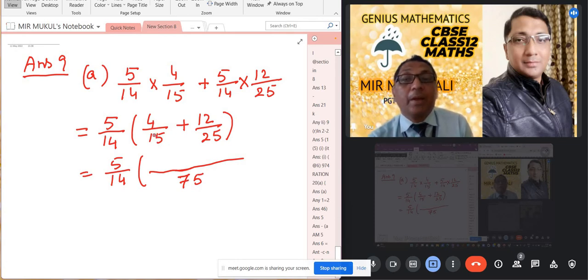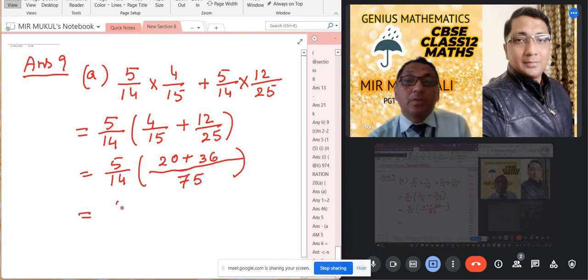So 75 and 15 you will divide. What you will get? 15, 5 is 75. 5 into 4, 20. If you will divide 75 by 25, then 3 you will get. 3 into 12, 36 you will get. So 5 by 14 into 20 plus 36. 56 by 75.